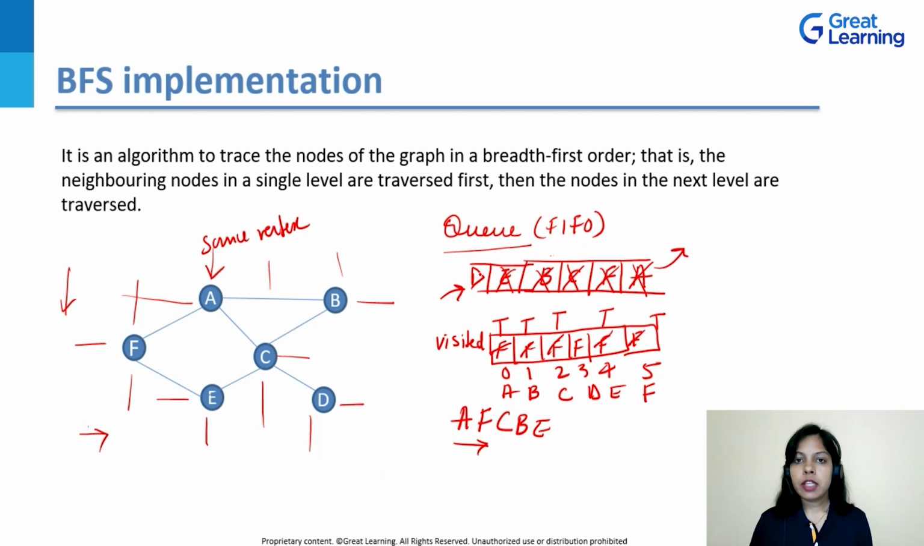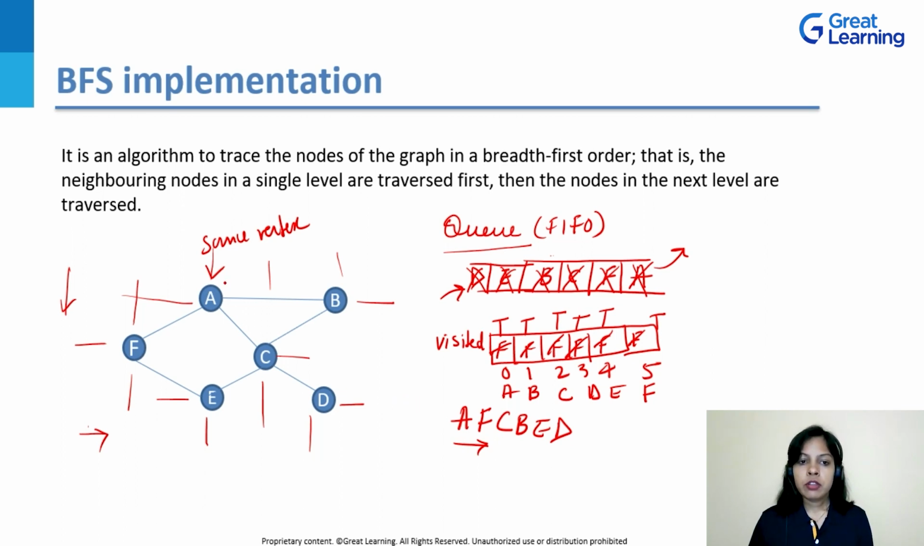Now next the element to be removed is D. That's the only element left. So D will be visited now and this will be changed to true. And as the queue is now empty, we will not perform this operation anymore on the graph. Okay, so this is the sequence which we get: A, F, C, B, E, and D in the breadth first search.